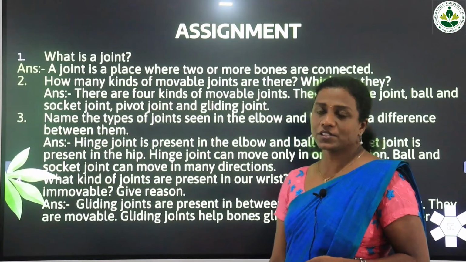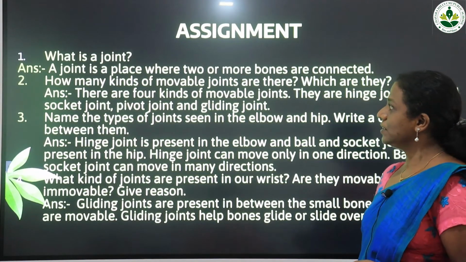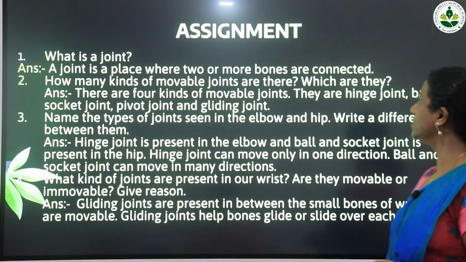So last class we studied about joints. We studied different types of joints also. So first we can check the assignment answers. The questions are, what is a joint? Then how many kinds of movable joints are there?